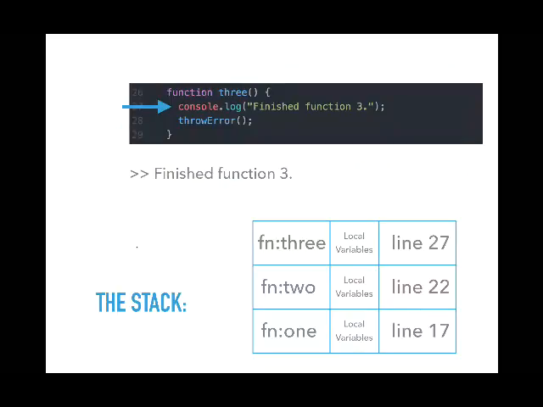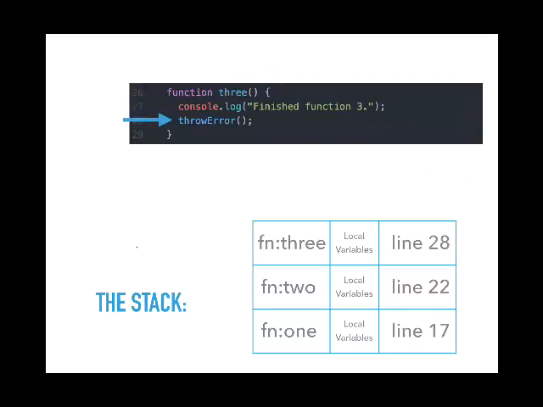The local variables include the arguments to the function. It includes anything that the function closes over, right? Anything that's available in that scope is going to be stored there on the stack. Now, once we get to function three, we have this console.log, and you see we have this output that says finished function three. Okay, cool. So that was at line 27.